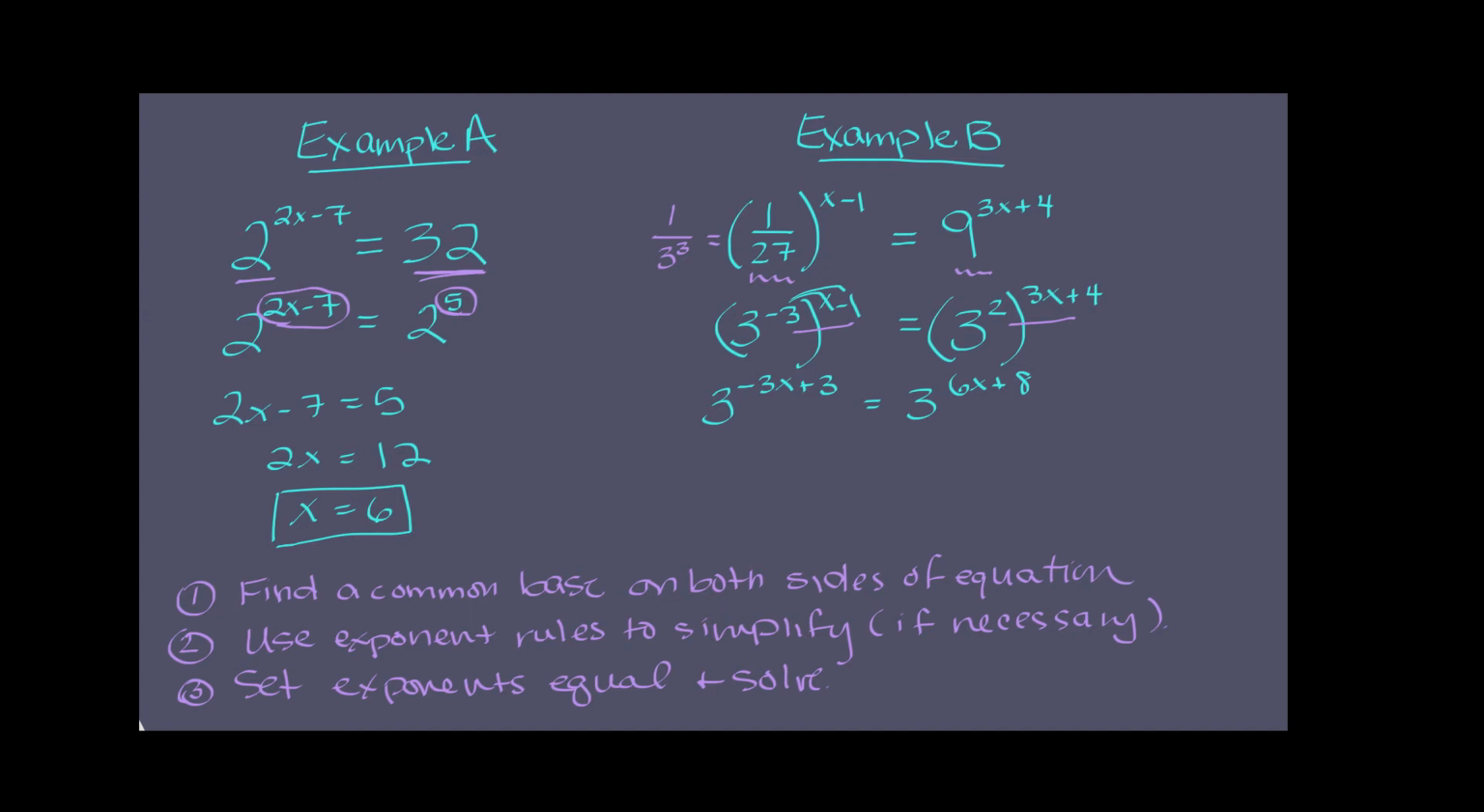And at this point, we have the same base raised to different powers. We can conclude that these two powers must be the same, and we can go ahead and solve that equation. Negative 3x plus 3 equals 6x plus 8. So we have negative 9x equal to 5, which makes x equal to negative 5 ninths. And again, we could substitute that in and verify that it works, and you'll see that it does.